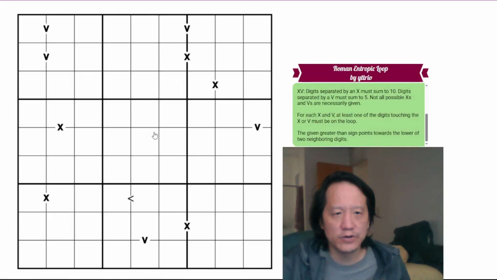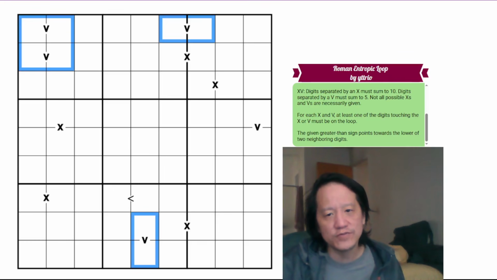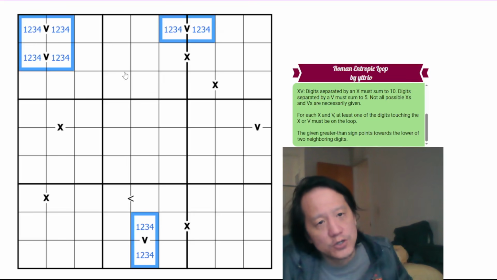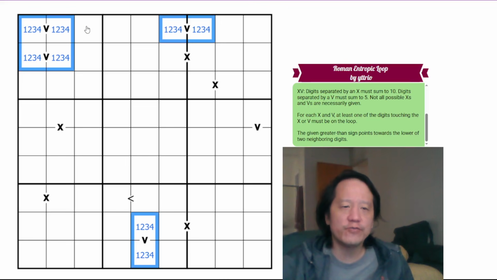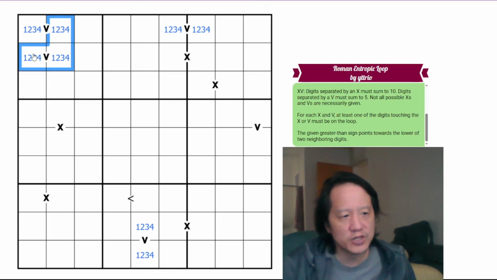Let's go. Okay. Let's do all the digits that are next to a V. So it's either 1, 4, adding up to 5, or it's 2, 3. So, the thing is, we know at least 2 of these are on the loop. What happens if we try to get 3? The problem is if we try to get 3, they would have to be neighbors. So it would have to be something like this or this. But the problem with that is you can't have all 4 because it would be considered touching itself.